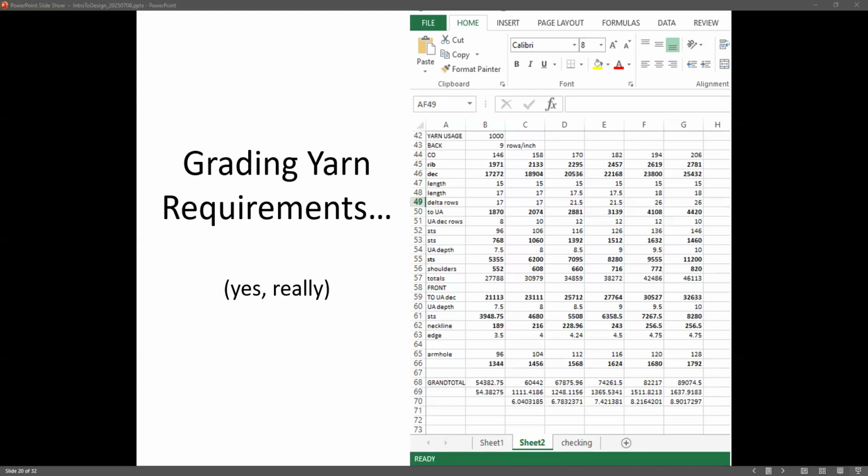Some people do this by surface area. I know some designers who calculate square inches, a similar thing. But yeah, we have to do that.